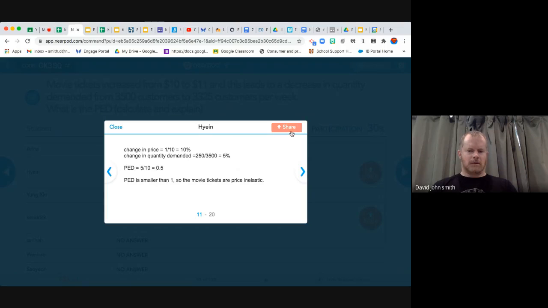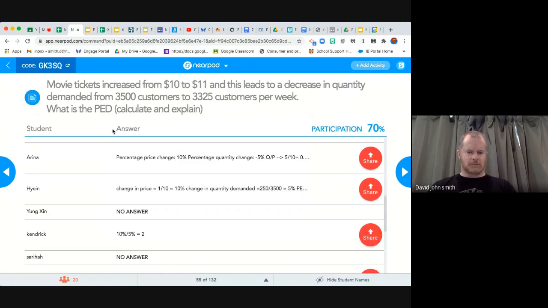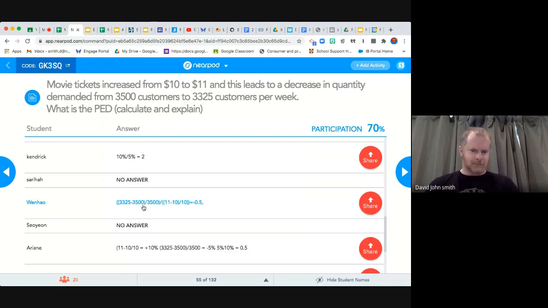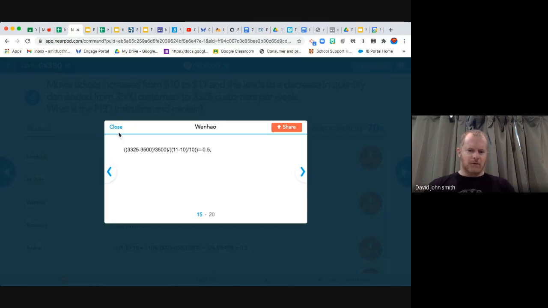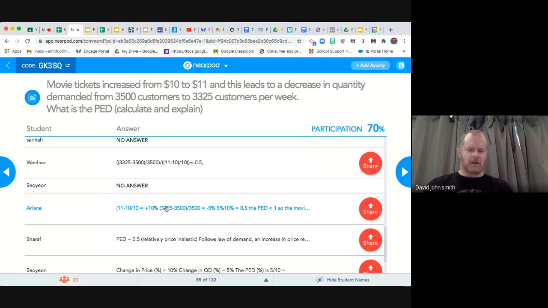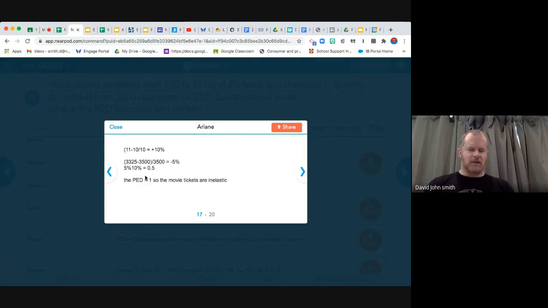Good work, Ian. All right, so you've got the calculation shown, worked out the coefficient, and said the implication of it. Very good. Yeah, you might have got the calculation wrong, Kendrick. Good work, Wenhao. You haven't actually given any details here about what's happening, what the coefficient is, and what that means. You also got a negative number for the PED coefficient, which you can't have for PED.